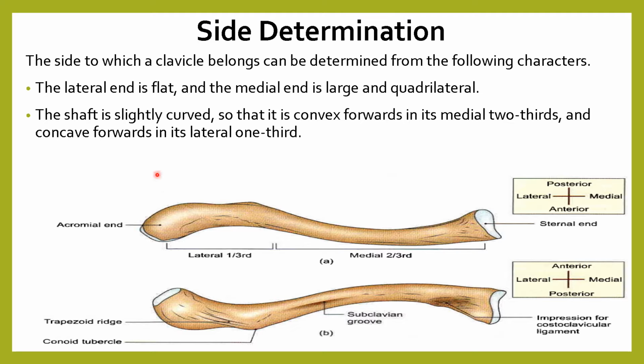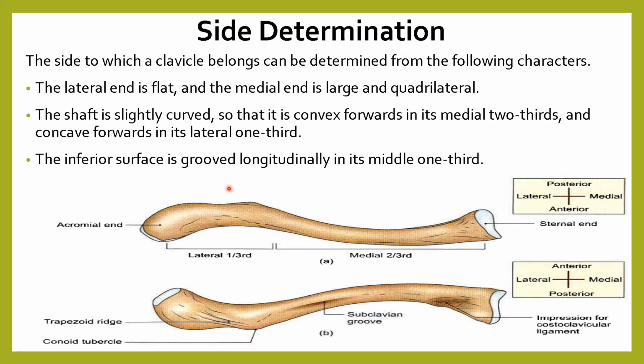The second point, the shaft is slightly curved so that it is convex forward in its medial two-third and concave forward in the lateral one-third. And the third point is the inferior surface is grooved longitudinally in its medial one-third. It is a groove which is present in the inferior surface.